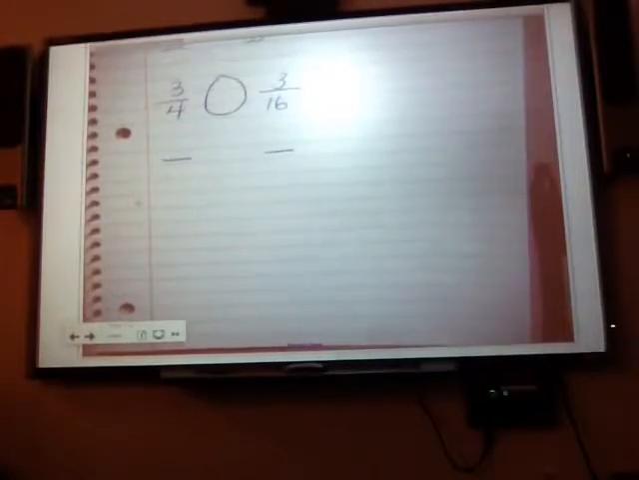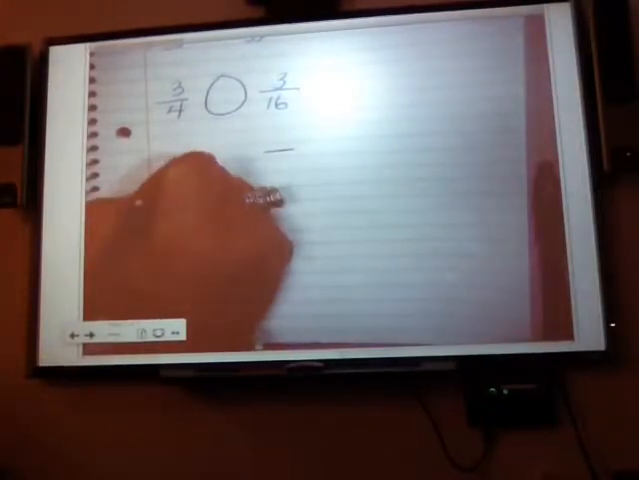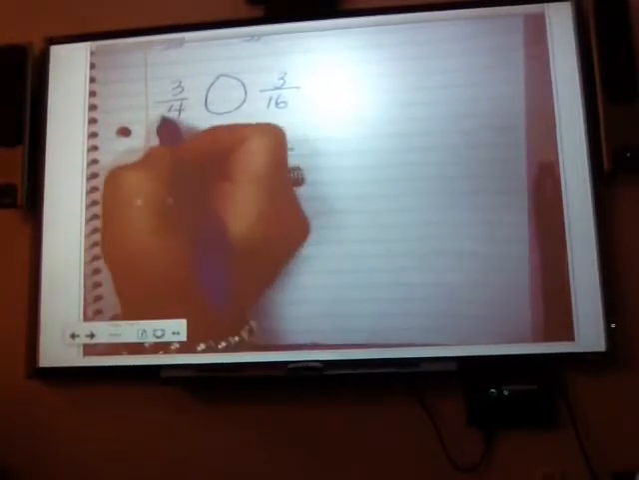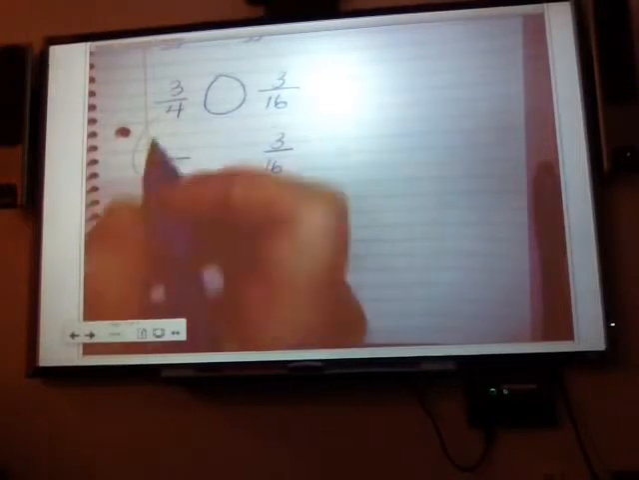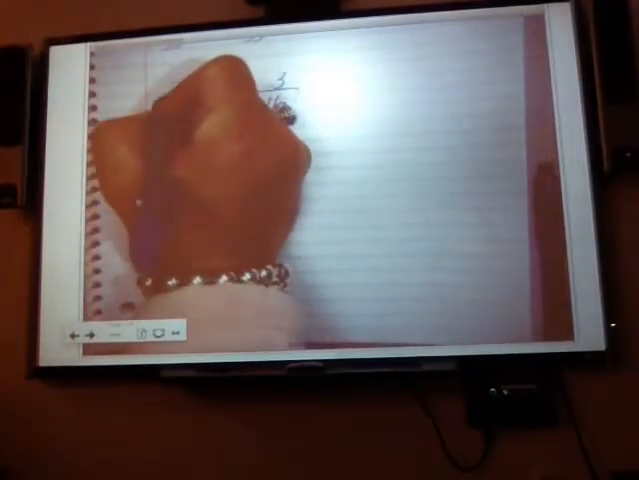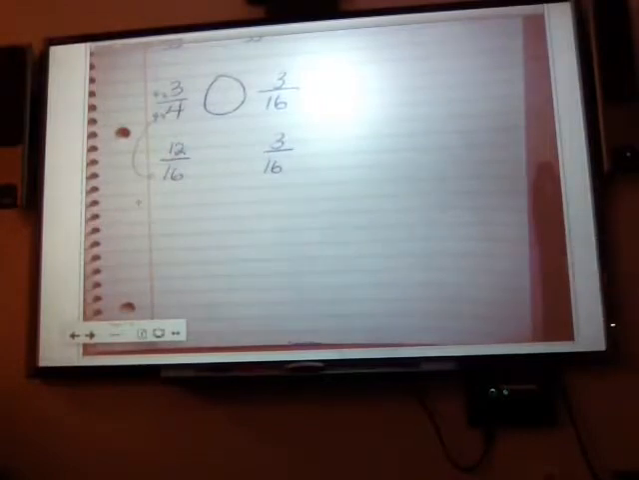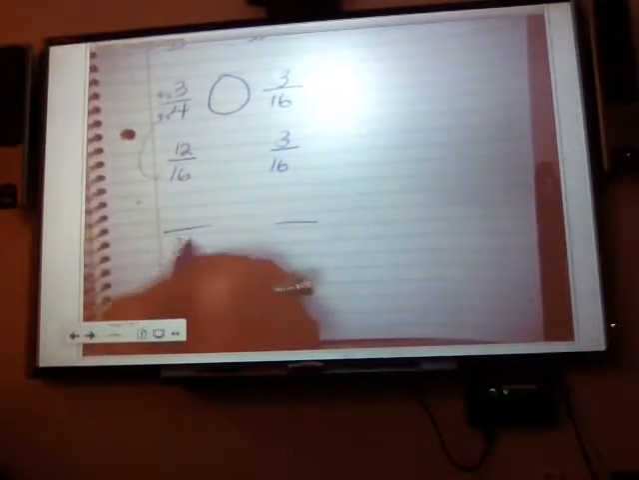Mr. Cook, what are my new denominators? 16. Sure, 16. I didn't change anything. How many times did it take for me to get from 4 to make 16, ladies and gentlemen? 4. Times 4. Whatever you do to the bottom, you must do to the top. Okay, here's something. I'm going to throw you a kicker here. Somebody in my last class said 32.